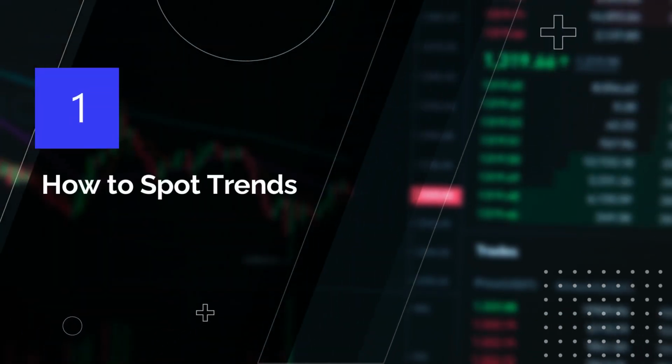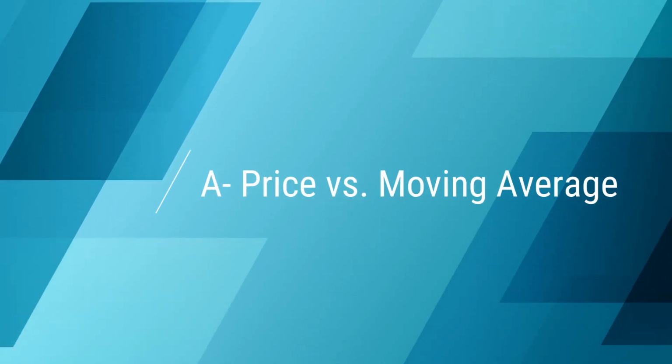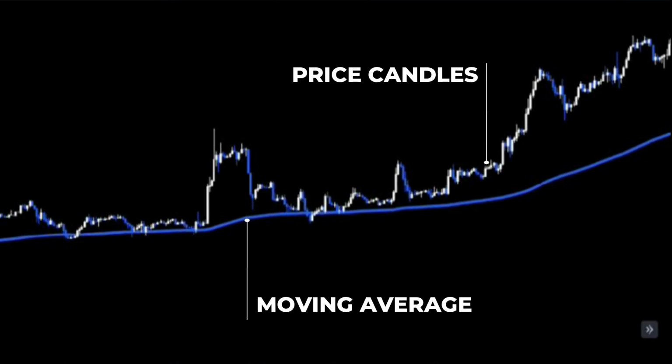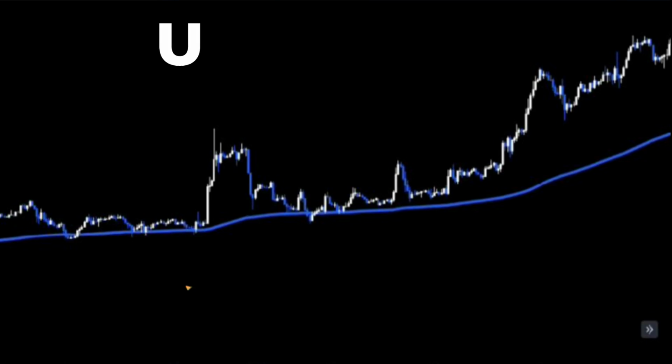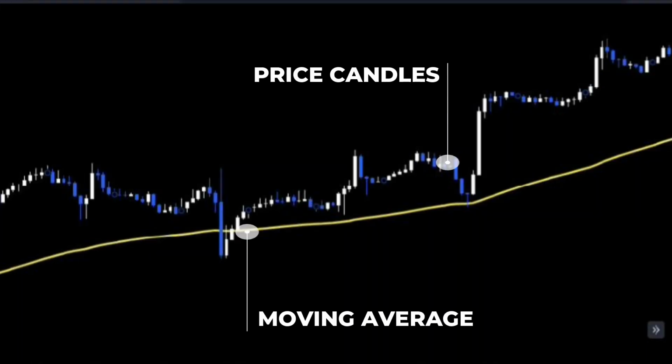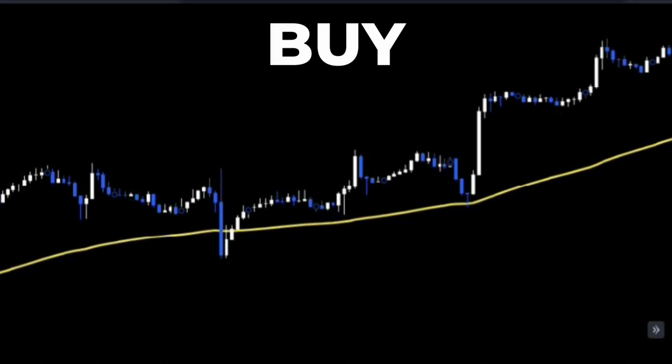We've got 3 ways to do that. The first one is price versus moving averages. When the price consistently stays above the moving average, we can identify an uptrend. This means that the overall market sentiment is bullish and buyers are in control. As a trader, you would want to focus on finding opportunities to buy and ride the upward momentum.